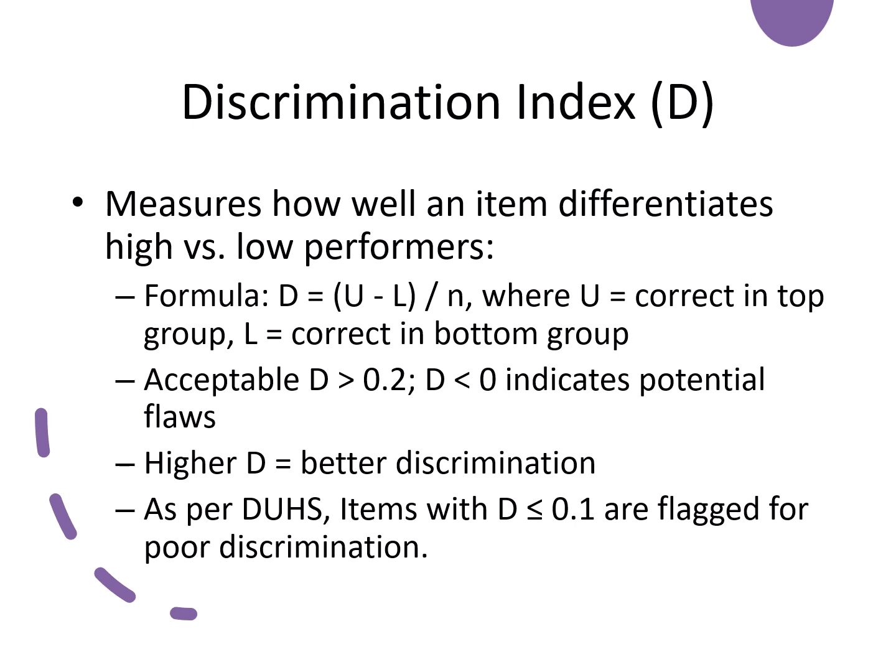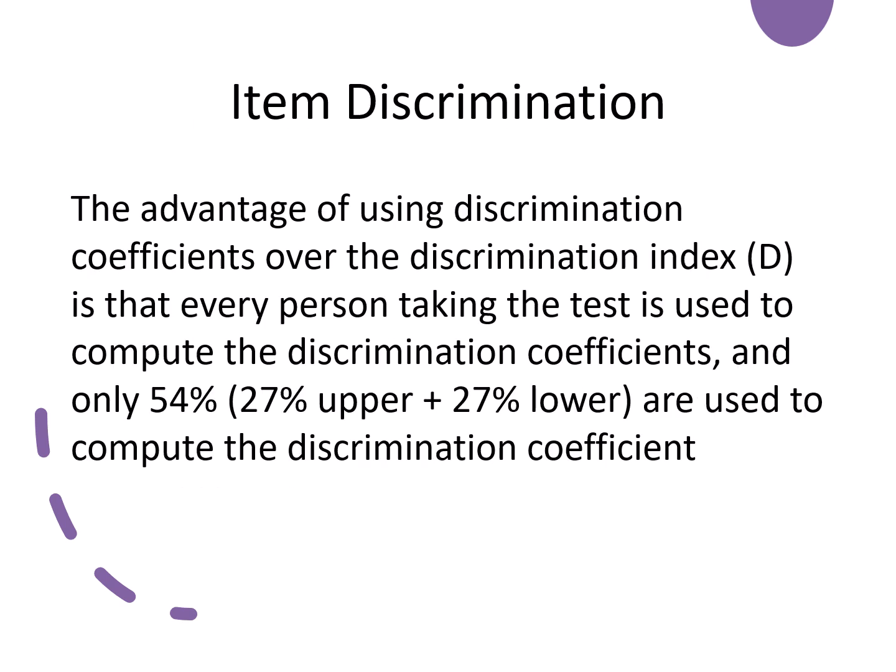Another value of item discrimination is the discrimination coefficient. The advantage of using discrimination coefficients over the discrimination index is that every person taking the test is used to compute the discrimination coefficients, while only 54%, that is the upper 27% and the lower 27%, are used to compute the discrimination index. That is why the discrimination index is preferred over the discrimination coefficient, because it is much faster, easier, and more computable.